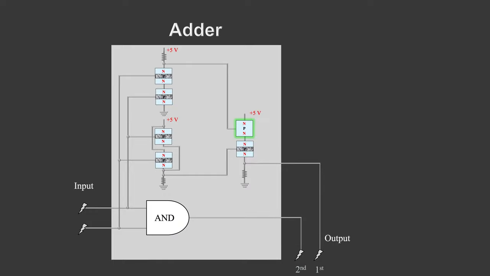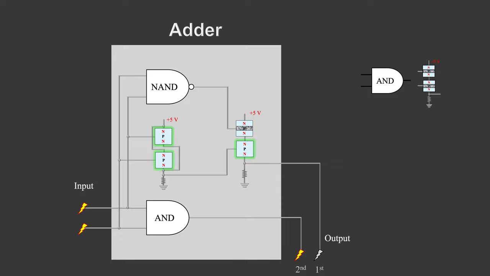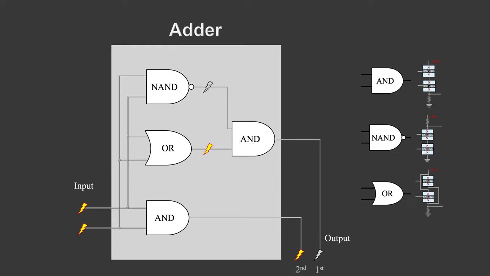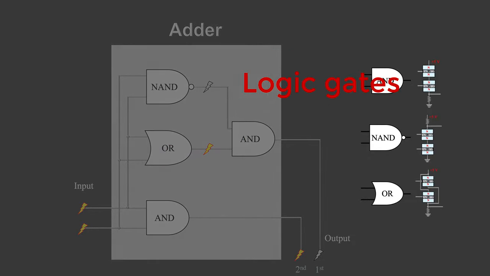AND gate for the serial connection used to turn on the next step. NAND gate for the serial connection to turn off the next step. OR gate for the parallel connection to turn on the next step. Another AND gate to exclude 1 plus 1. Note that power supplies are usually omitted when we use these symbols. They are called logic gates.